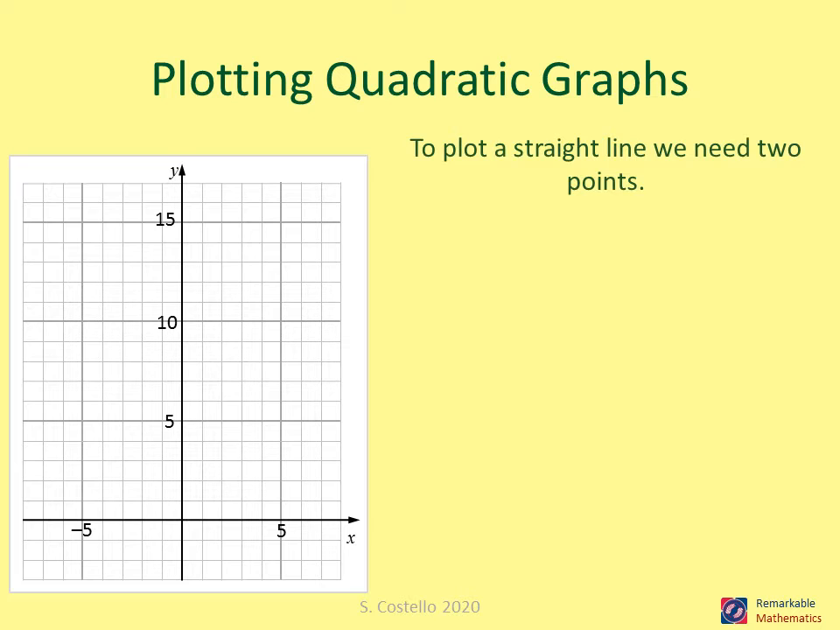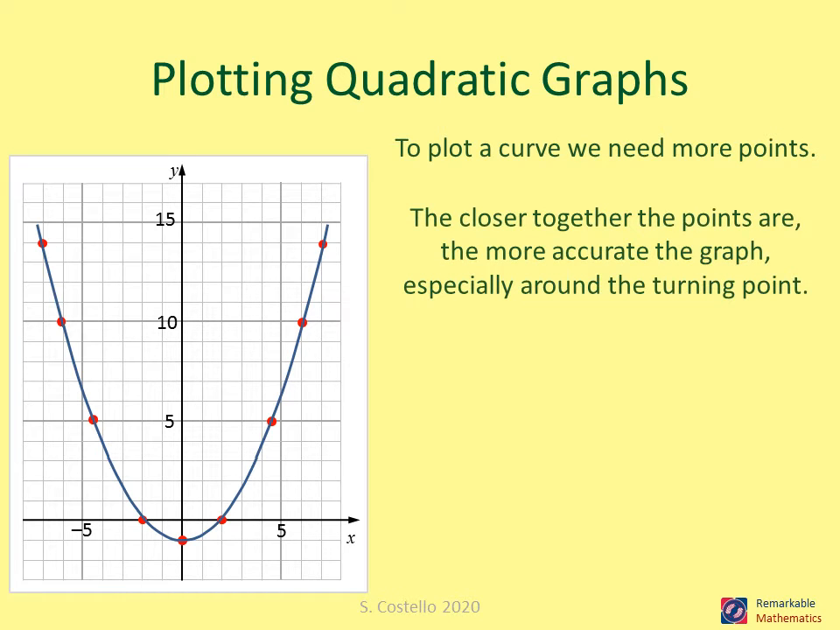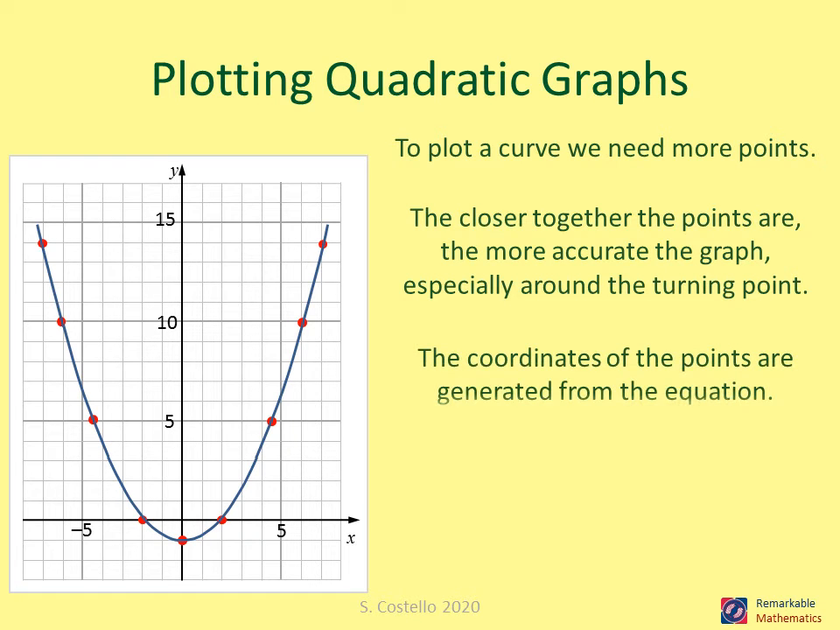To plot a straight line we need 2 points. To plot a curve we need more points. The closer together the points are, the more accurate the graph, especially around the turning point. The coordinates of the points are generated from the equation.